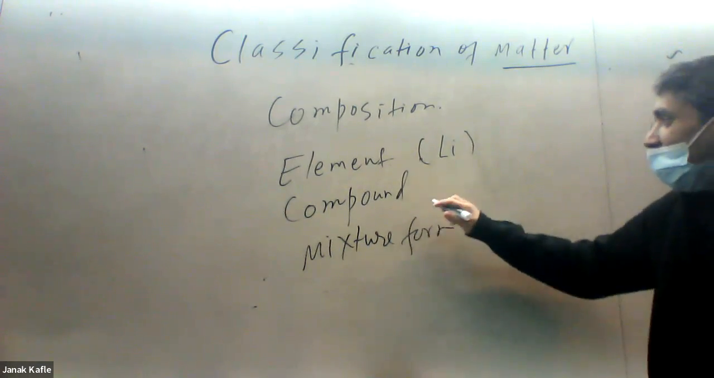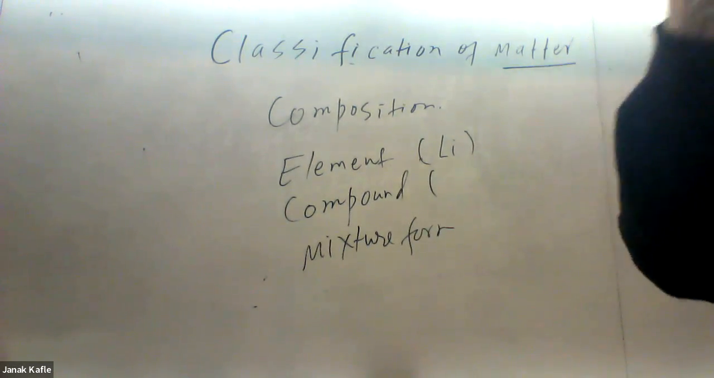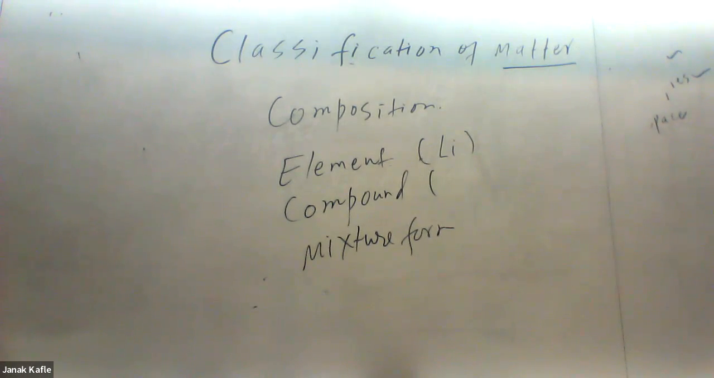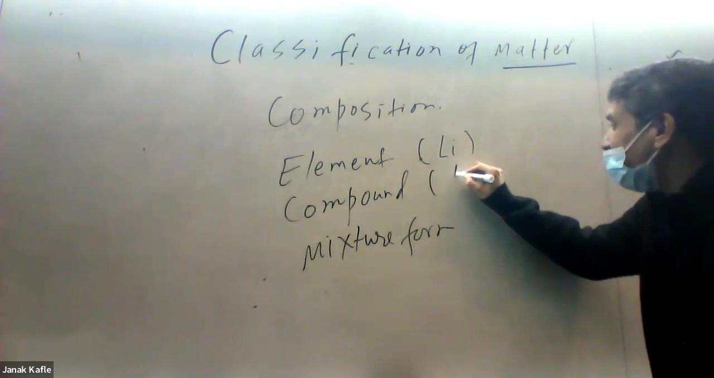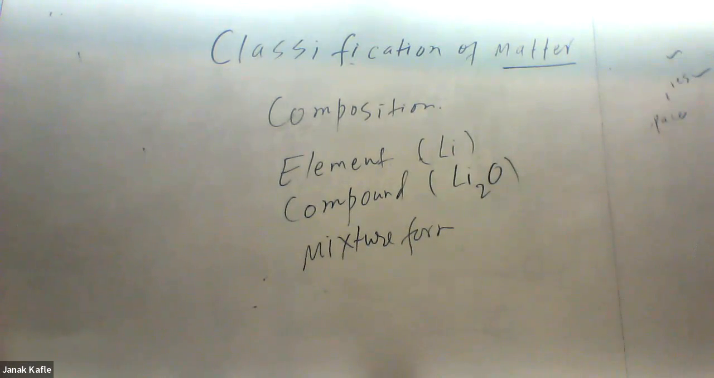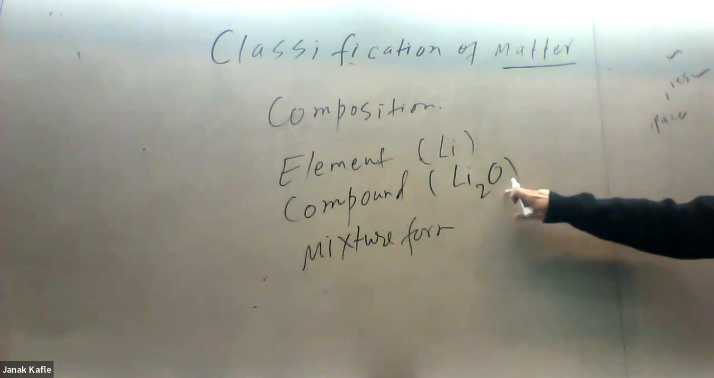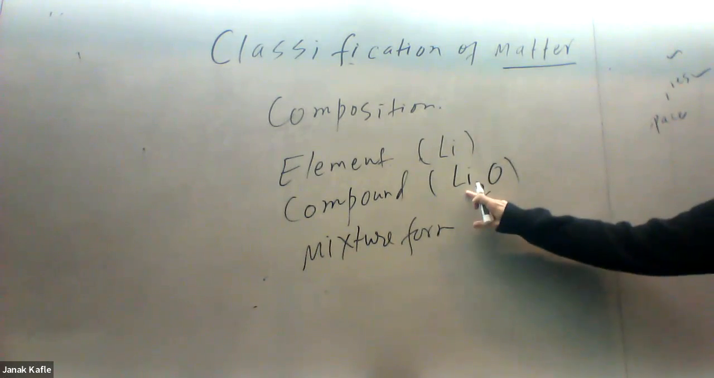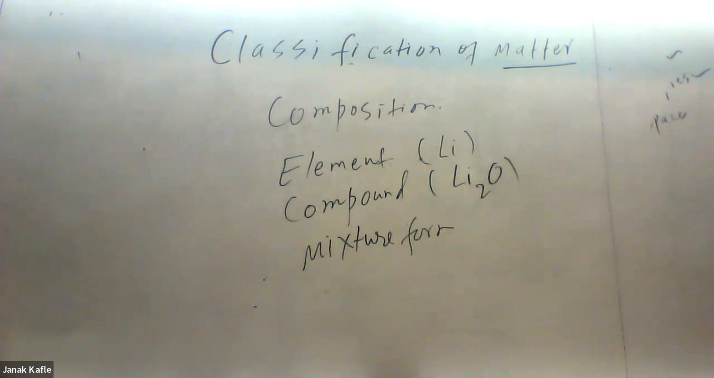And what's a compound? A compound is when two elements combine together in a certain ratio, then that combination is called a compound. Make sense? So for example, if I react lithium with oxygen, I make a compound like this, Li2O. So Li is one element, oxygen is another element. Two lithium are combining with one oxygen here. So this kind of existence is called a compound. Make sense? When two elements combine with each other in a certain ratio.